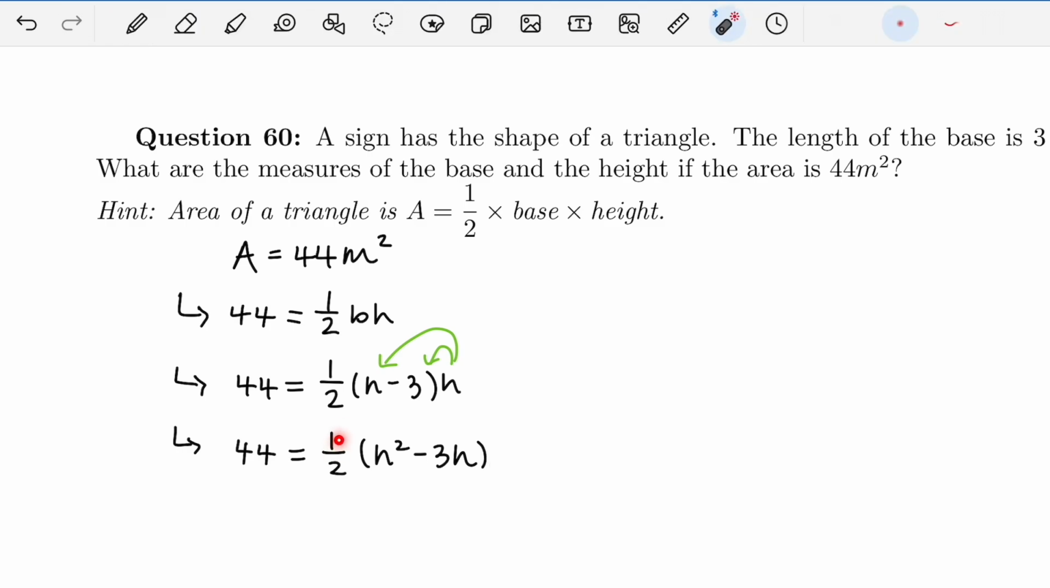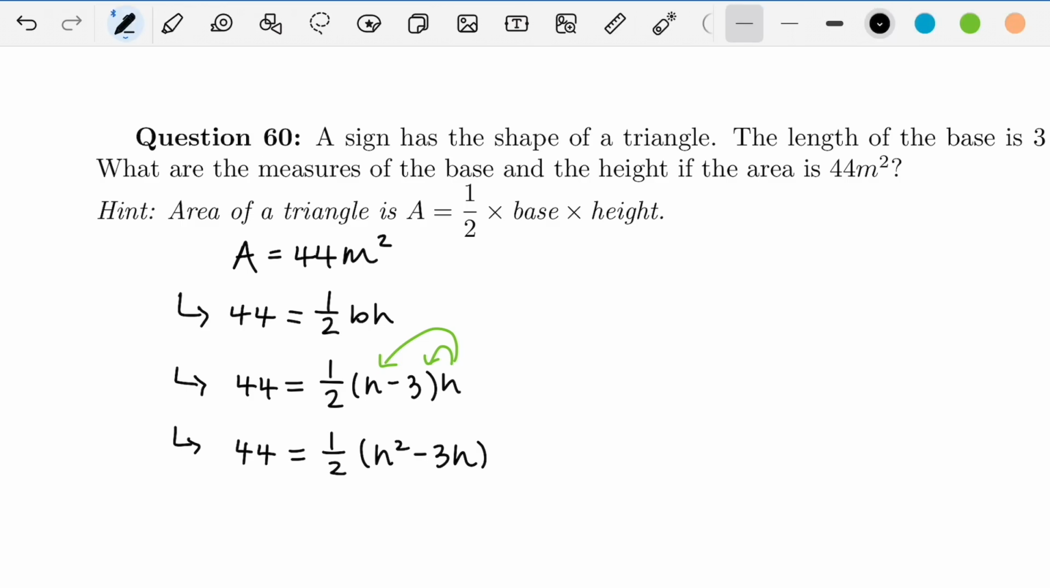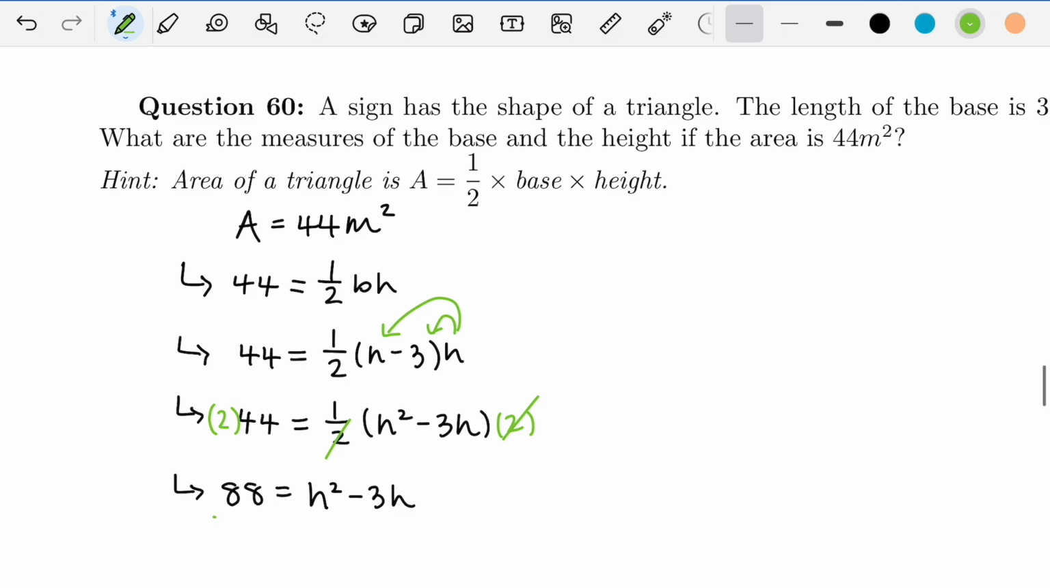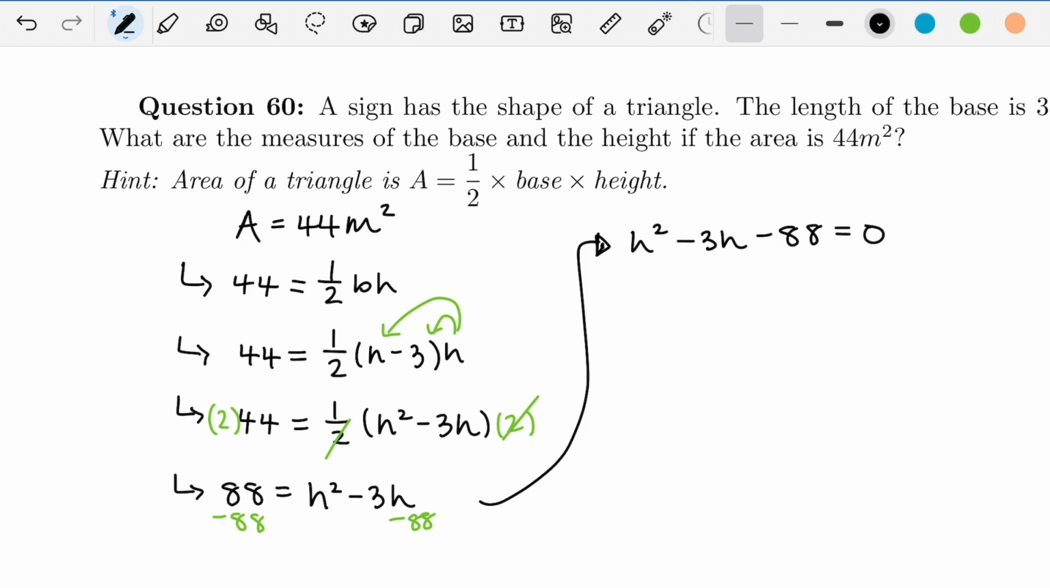Now the next thing we could do is distribute this 1/2 to both terms here, but then we're going to end up with fractional coefficients for both of these terms. What we can do instead is multiply both sides of our equation by 2 to cancel out this fraction. Doing so, we're going to end up with 88 on our left-hand side, and that'll be equal to h squared minus 3h. Now notice this is starting to look familiar. This is starting to look like the quadratic equations we've been dealing with. And in fact, if we subtract 88 on both sides of this equation, we're going to end up with h squared minus 3h minus 88 is equal to 0.